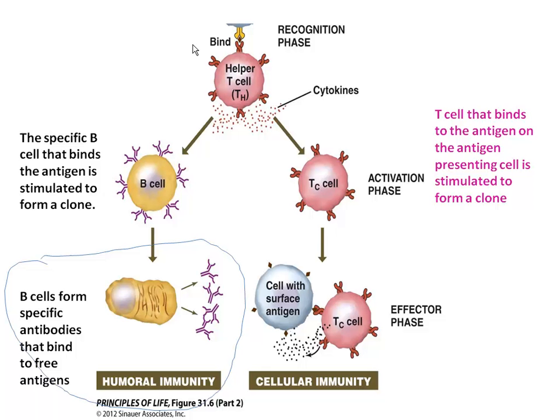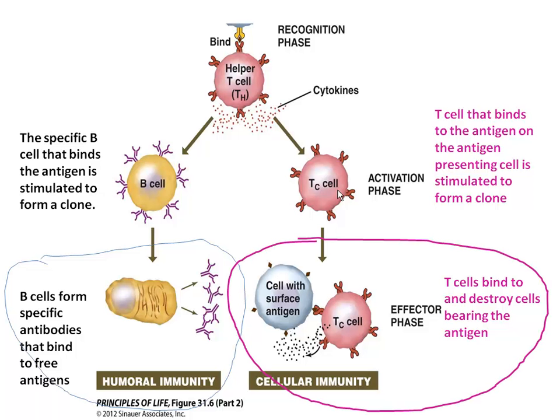And then on the right, if a T cell is involved for the activation phase, the T cell that binds to the antigen on the antigen-presenting cell is stimulated to form a clone, so the same thing is occurring. And then in the effector phase, the T cells bind and destroy the cells that are bearing the antigen. If the T cell is involved, then it is called cellular immunity. Please label that on that side of your diagram.